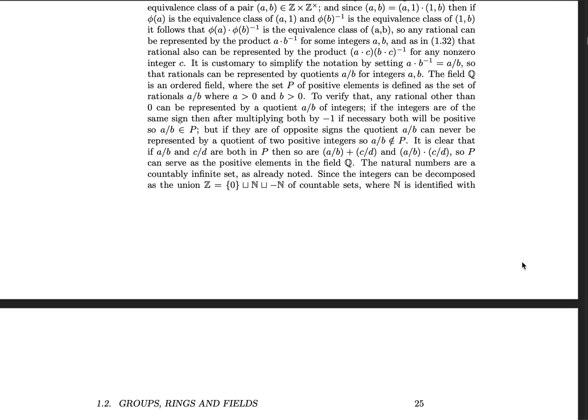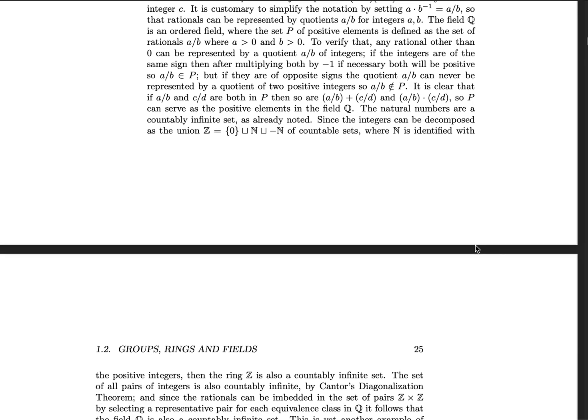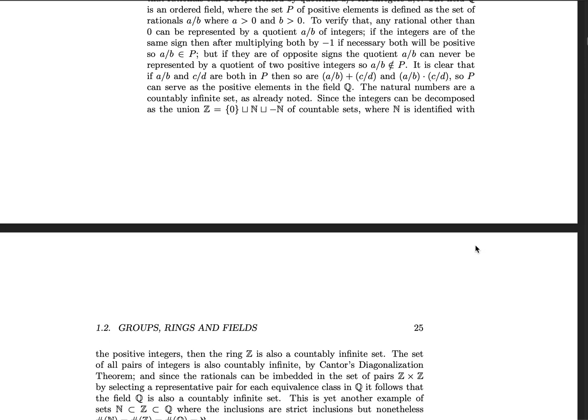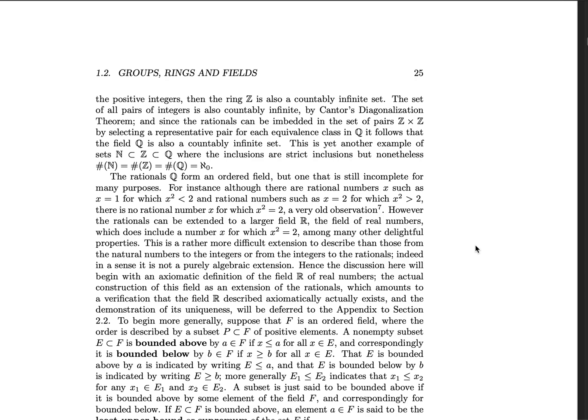We then note that since the natural numbers are a countably infinite set, and since the integers can be decomposed as the union of Z as the disjoint union of 0, N, and negative N, where it doesn't even need to be disjoint since N and minus N do not contain each other nor 0, then we conclude that the ring Z is also a countably infinite set. We can check that all pairs of integers are countably infinite by Cantor's diagonalization theorem, and since rationals can be embedded in the set of pairs Z cross Z by selecting a representative for each class in Q, it follows that the field Q is also a countably infinite set.